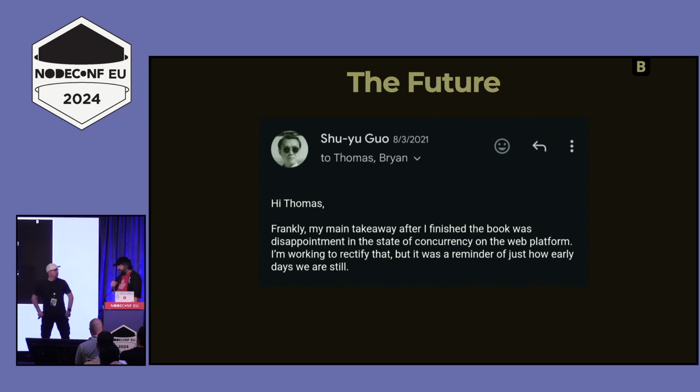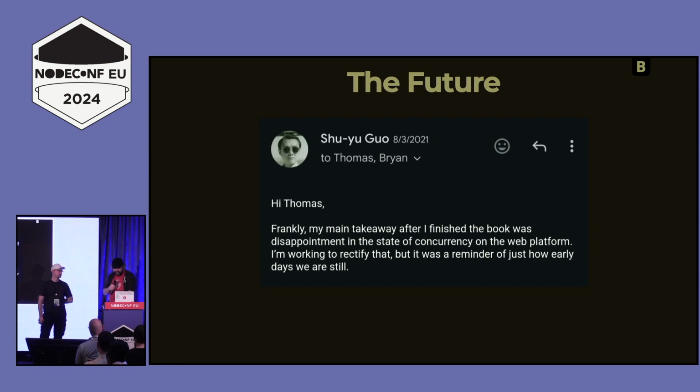All right, so this is a fun bit. When we wrote the book, we had a bunch of folks reviewing it, some of them in the room. One of them was Shu, who works at Google on a number of things, including taking part in TC39 on things like threads. When he reviewed the book, this was his commentary. He said, "Frankly, my main takeaway after I finished the book was disappointment in the state of concurrency." Yes, he means parallelism. "On the web platform. I'm working to rectify that, but it was a reminder of just how early days we are still." Of course, that was 3 years ago.